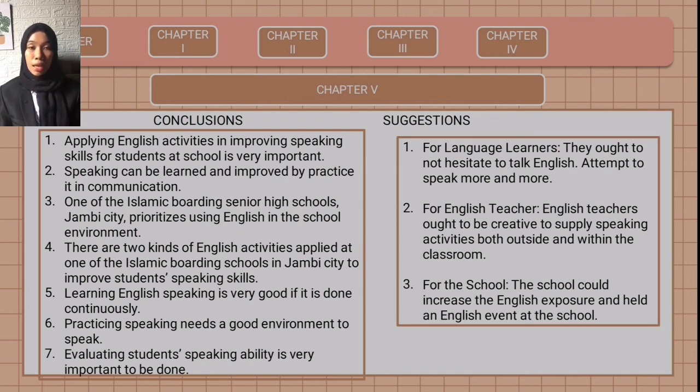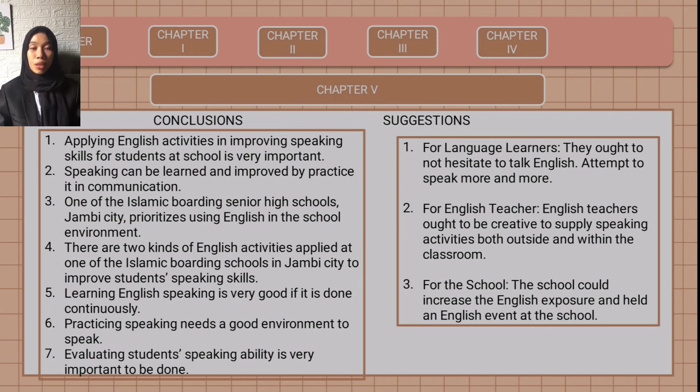in the world. 2. English teachers ought to be creative to supply speaking activities both outside and within the classroom. Give them more chances to talk English so the student will enjoy it and can practice speaking English well. Finally, the result of learning English will be good and student ability will be improved.